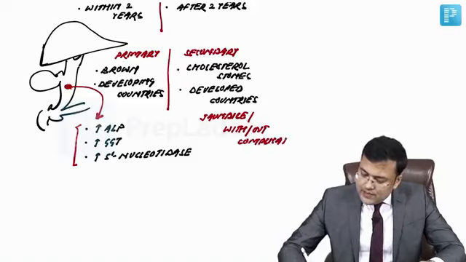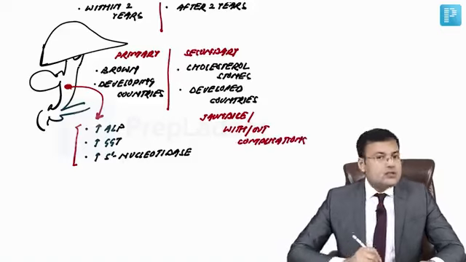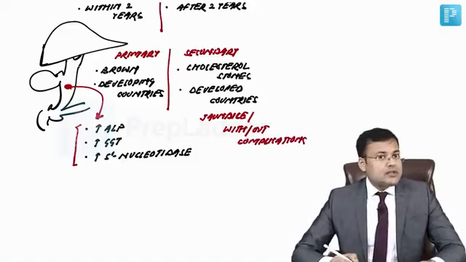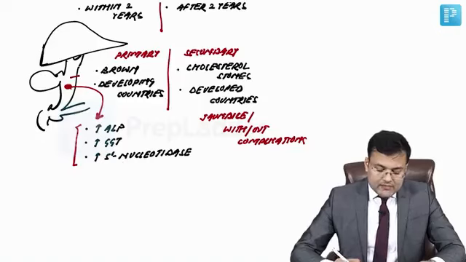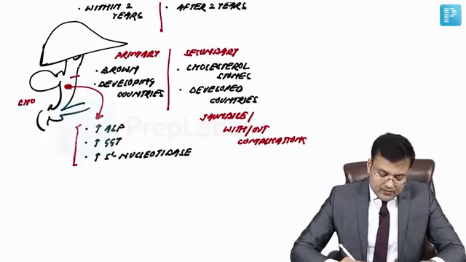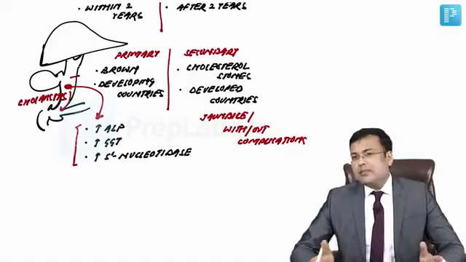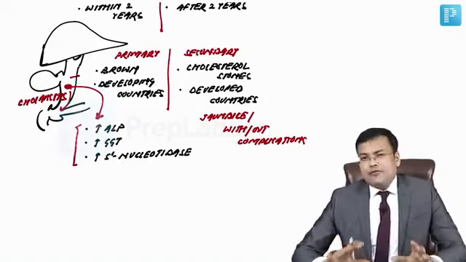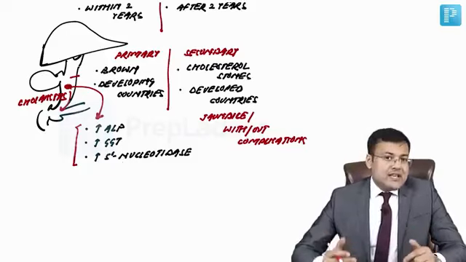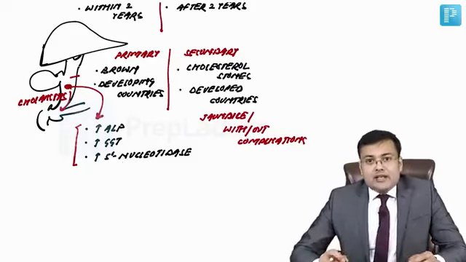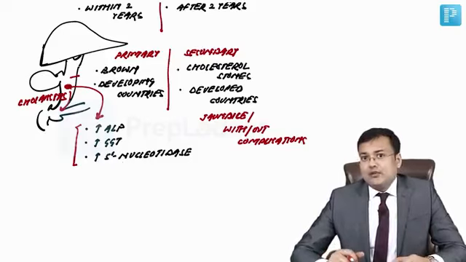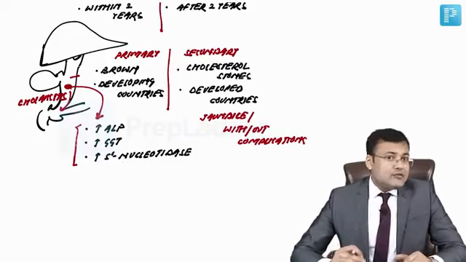What kind of complications? You can see there is a stone in the CBD. Because of this, there is obstruction, so there is jaundice. There can be infection leading to cholangitis. If it comes down, obstructing the pancreatic duct, there is pancreatitis. And if the stone is there for a long duration, there is an increased risk of cholangiocarcinoma.